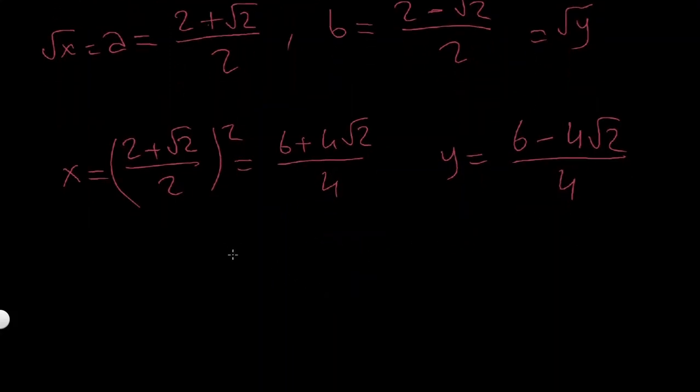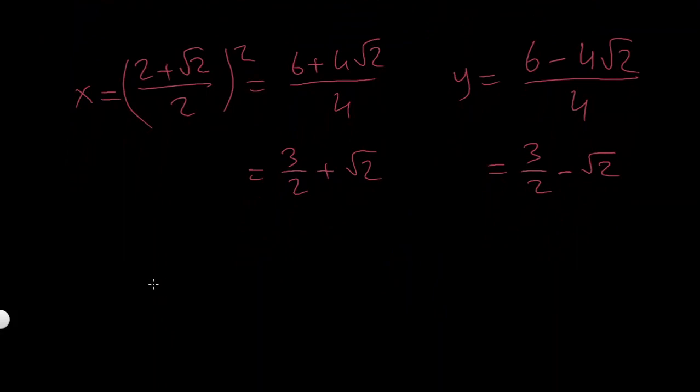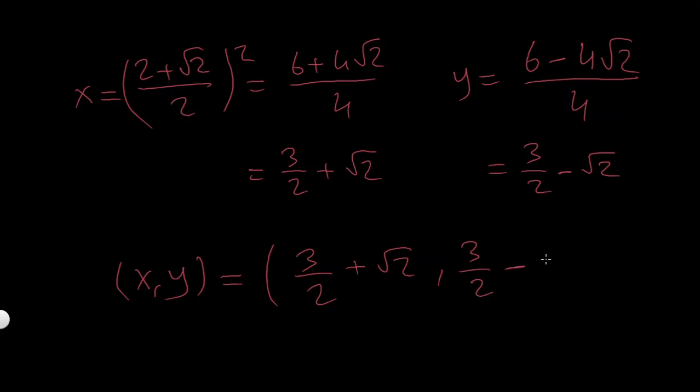So if I simplify them, this will be 3 over 2 plus square root of 2, as the 4's will cancel out, and y will be equal to 3 over 2 minus square root of 2. So that's it, I solved it. So let's say x and y, but I will also leave one more note now. So I found x being equal to 3 over 2 plus square root of 2, and y being equal to 3 over 2 minus square root of 2.